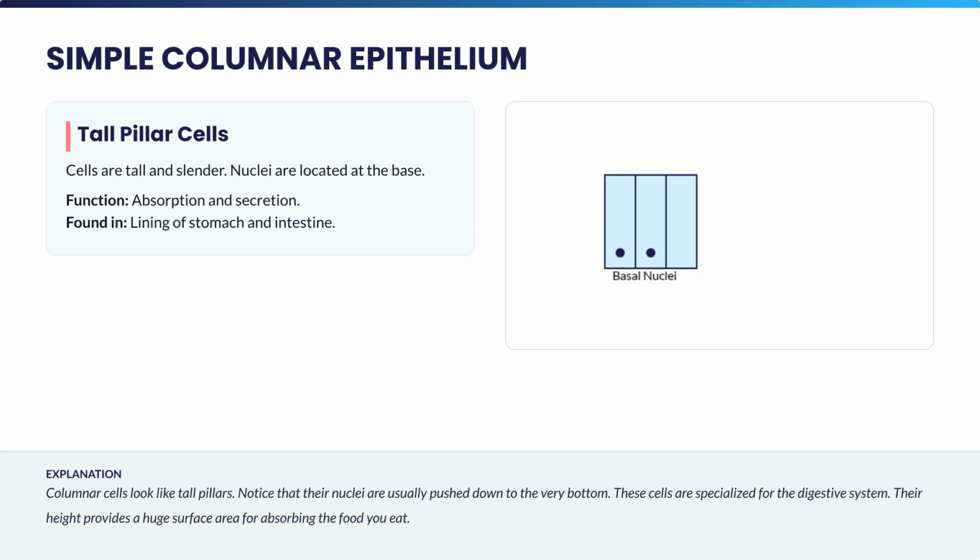They specialize in absorption and secretion, primarily lining the stomach and intestine, providing a huge surface area for nutrient uptake.